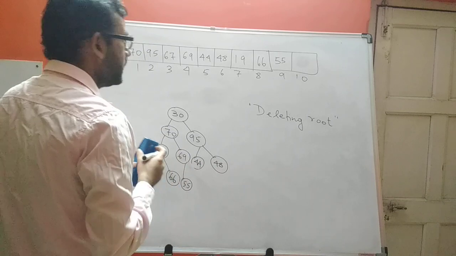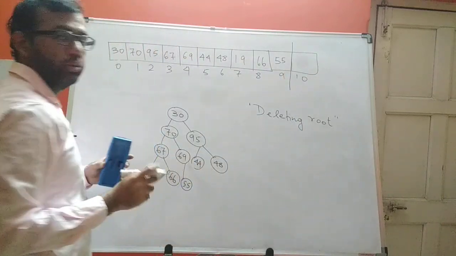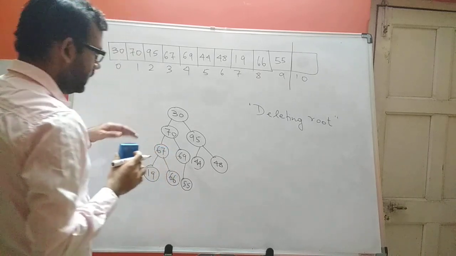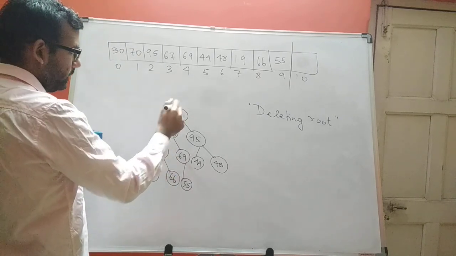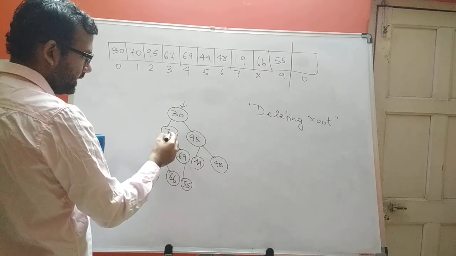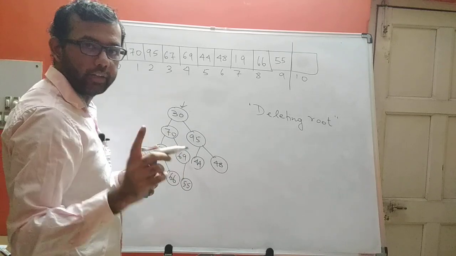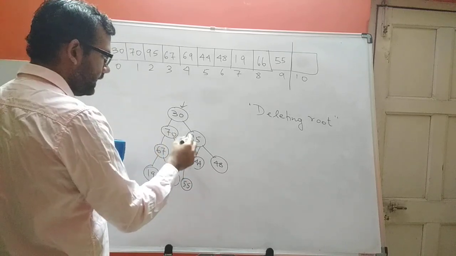How do I do that? Now remember, my heap has now been reduced to 10 elements. Now what do I do? I would take my current element, which is 30, and I would check its two children. So I would check 70 and 95. I would find which of the two children is greater. So which is greater out of 70 and 95?